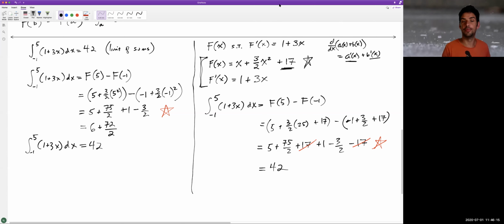Okay. We'll do some more videos with some more examples of using this, figuring out antiderivatives, all that sort of stuff.